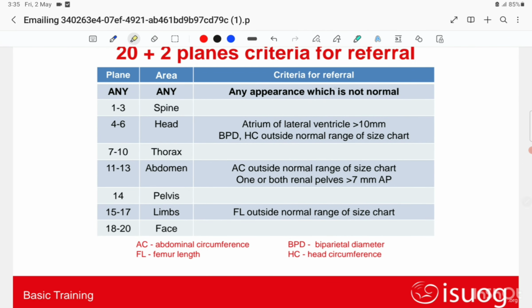So any appearance which is not normal: 1 to 3 spine, head, thorax, and abdomen, 11 to 13, pelvis is 14, limbs, face. Atrium laterally more than 10 mm, BPD head outside the normal range, size of heart. Abdomen: the abdominal circumference outside the normal range of size chart, and one or both renal pelvis more than 7 mm, the APD diameter. Lateral ventricle more than 10 mm. This is the reference range, 7 mm is the APD diameter for dilated renal pelvis. Limbs: fetal size outside the range of normal.